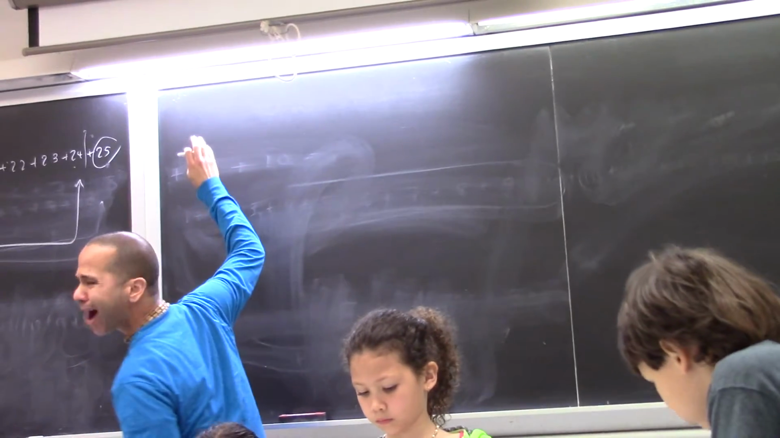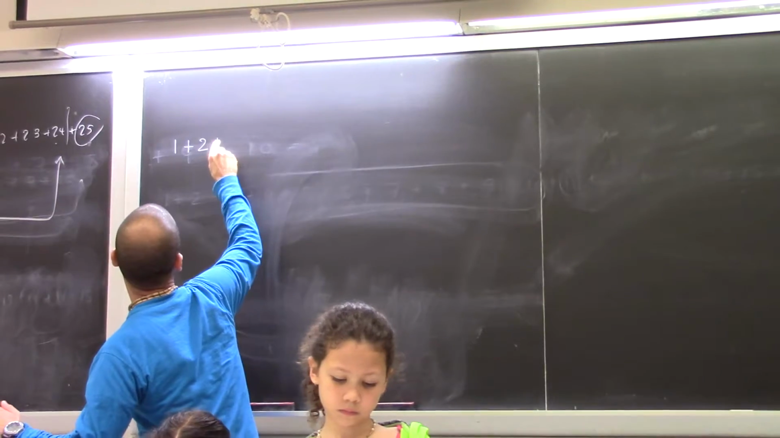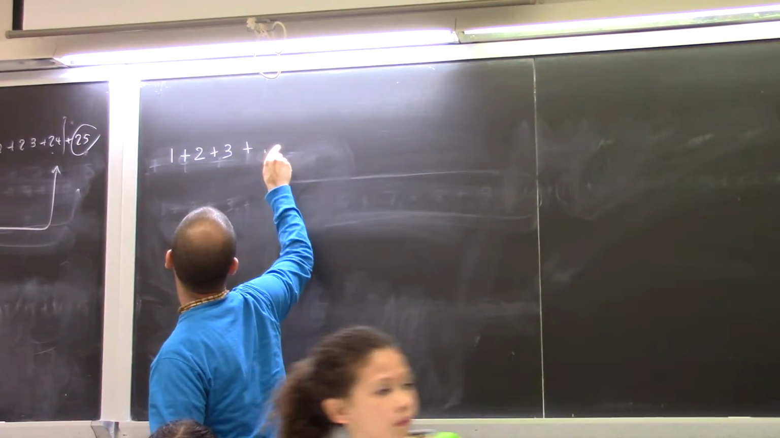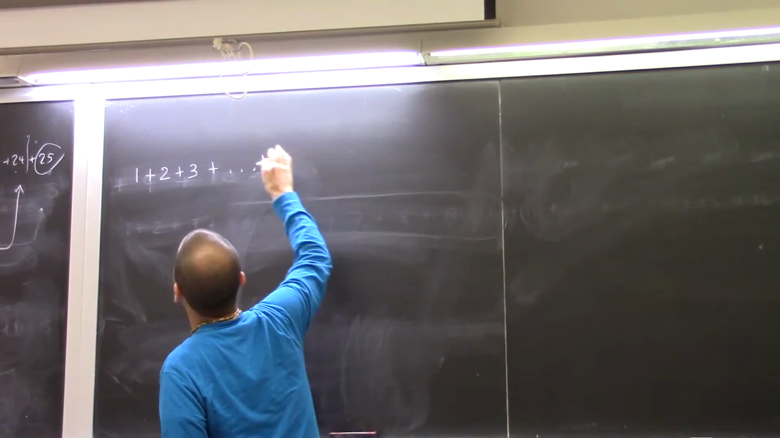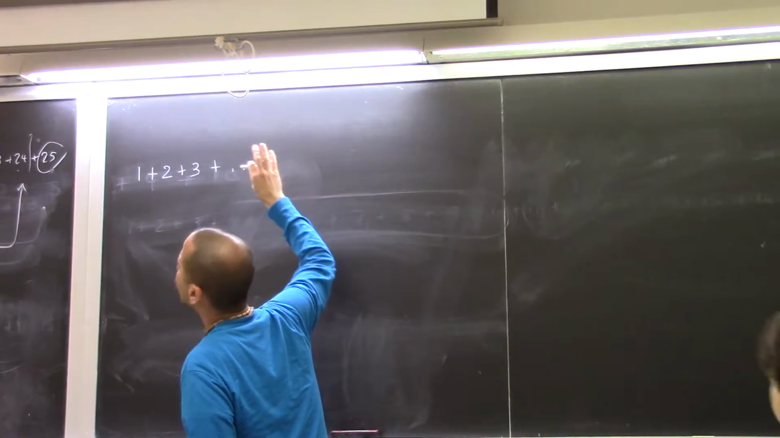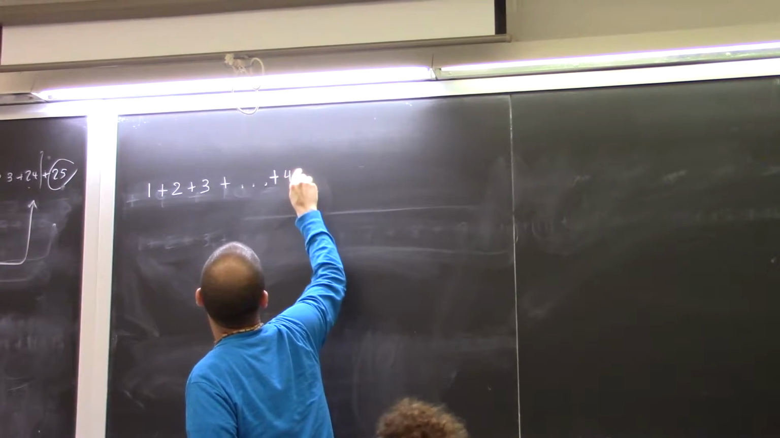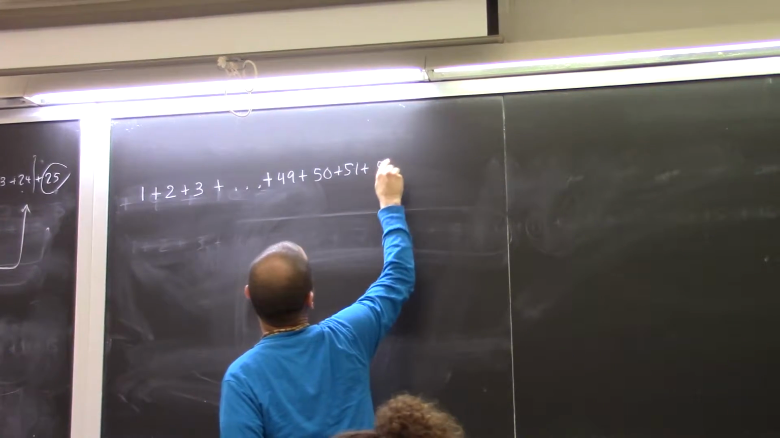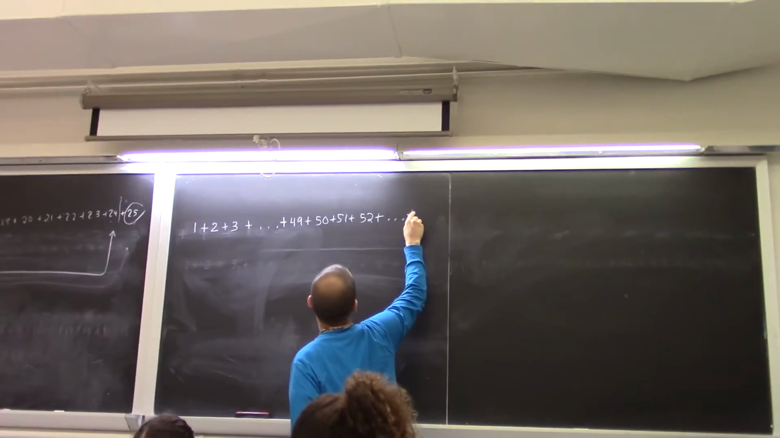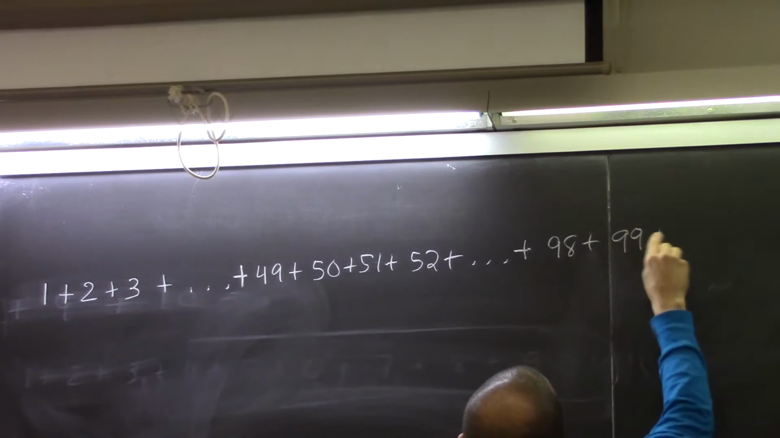Now, what about 100? We have 5 minutes. What about 100? Now, I'm not going to write all that. Give me a second. I'm just going to write 1 plus 2 plus 3. Then I'm going to use these guys. Maybe I'm going to put right in the middle. I can just write 100. But just to make it more, what I'm going to do is write 49 plus 50 plus 51 plus 52 plus, and I'm going to write 98 plus 99 plus 100.